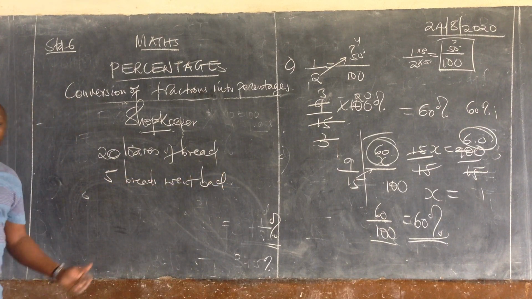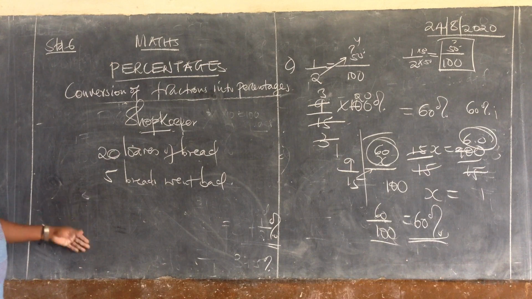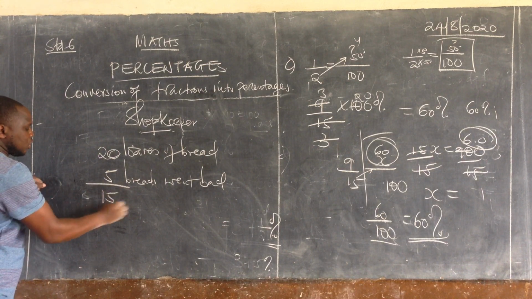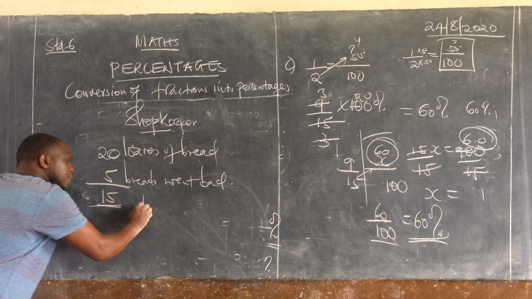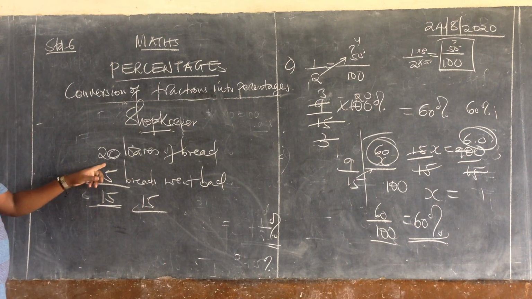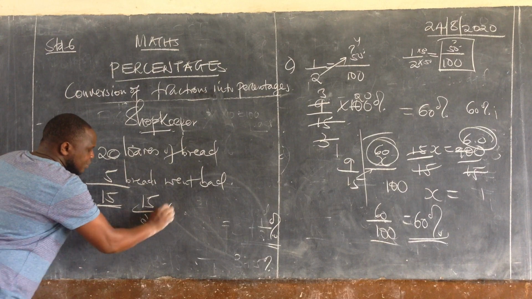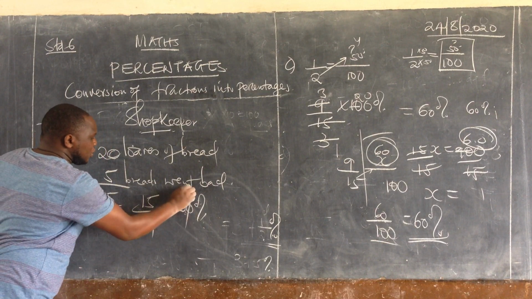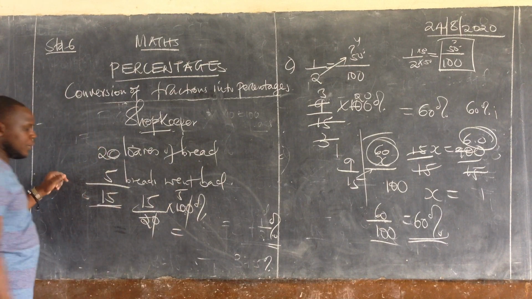and then he or she sold the rest. So what percentage did he sell? 20 minus 5, he sold 15 breads. So 15 breads out of the total. How many breads were there? 20 times 100%. So in this case, this person sold a percentage, 75%.